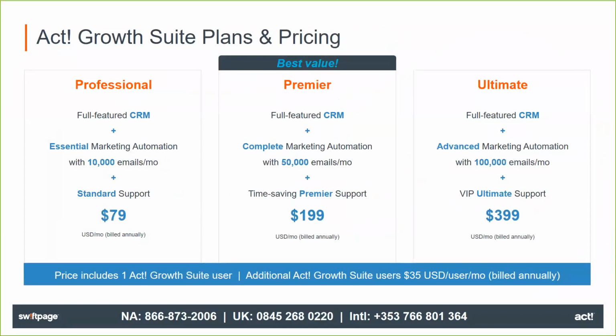So here you can see the Growth Suite plans and pricing. There are 3 levels or 3 tiers of the Growth Suite: Professional, Premier, and Ultimate, and each of them includes CRM, the various levels of marketing automation functionality and monthly send limits, as well as varying levels of technical support as part of the subscription. The price you see here includes 1 user, and each additional user from there is $35 per month.